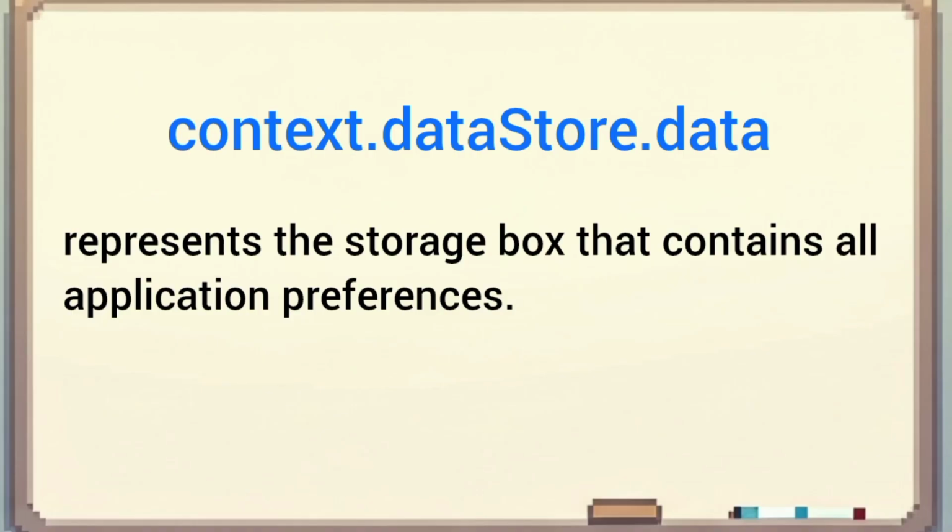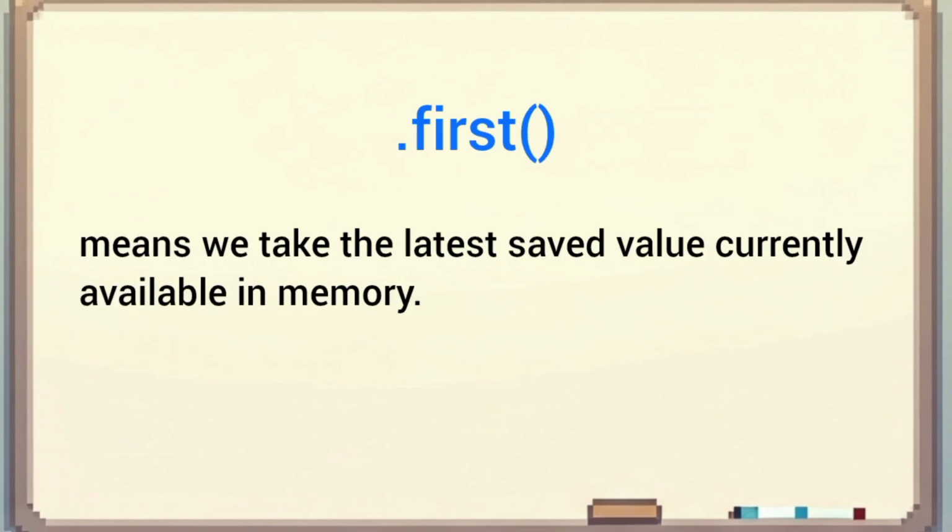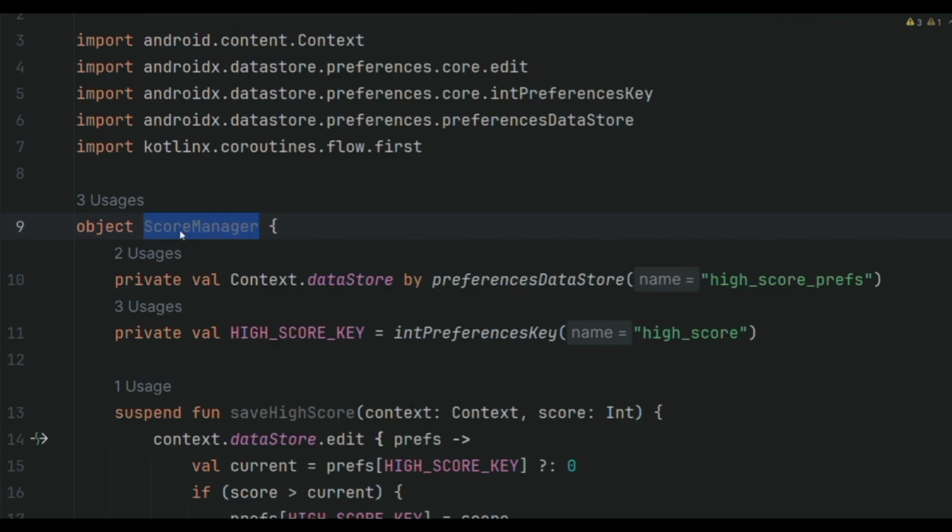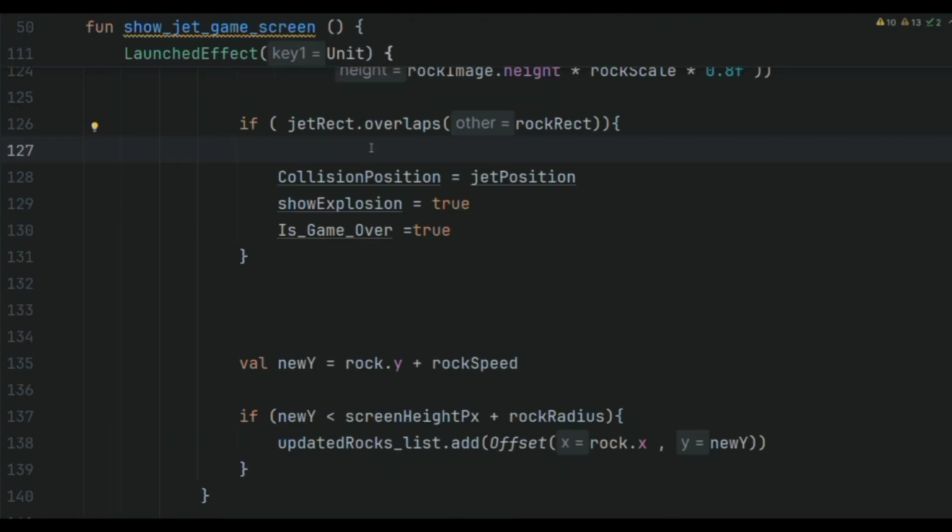context.dataStore.data represents the storage box that contains all application preferences. The .first function means we take the latest saved value currently available in memory. Then, we return the last recorded high score at the point where this function is called. All preferences related to the high score are managed inside ScoreManager. That is why we use it within the game logic.